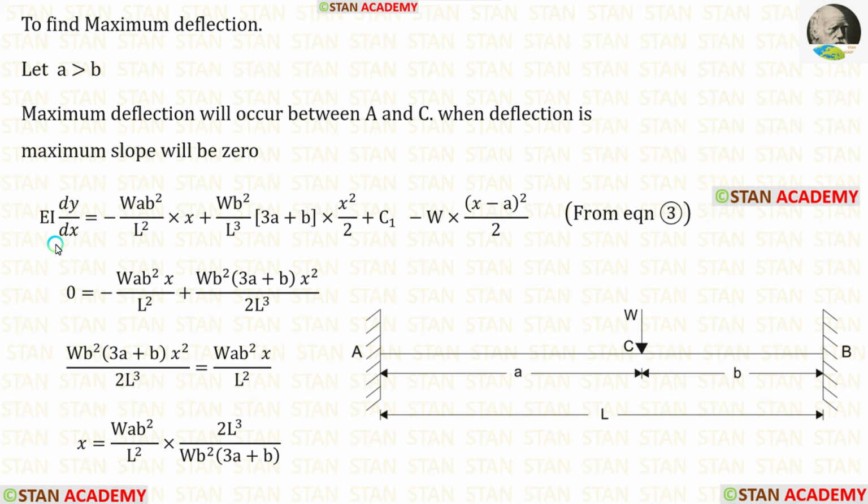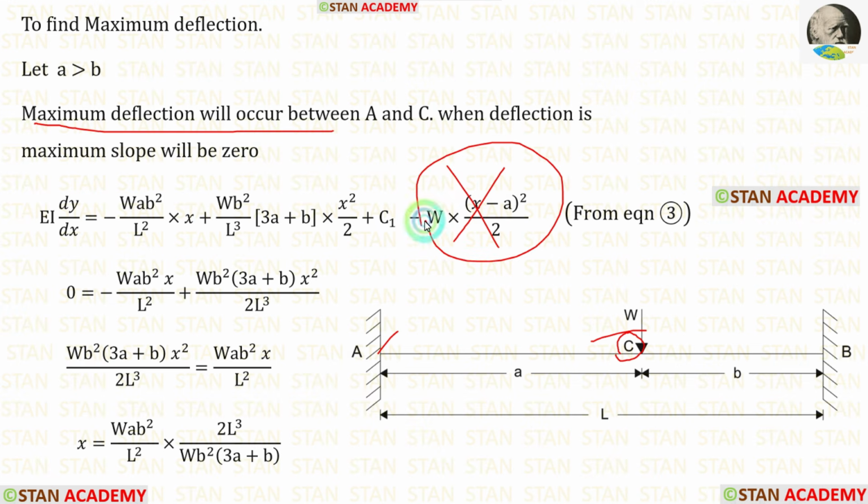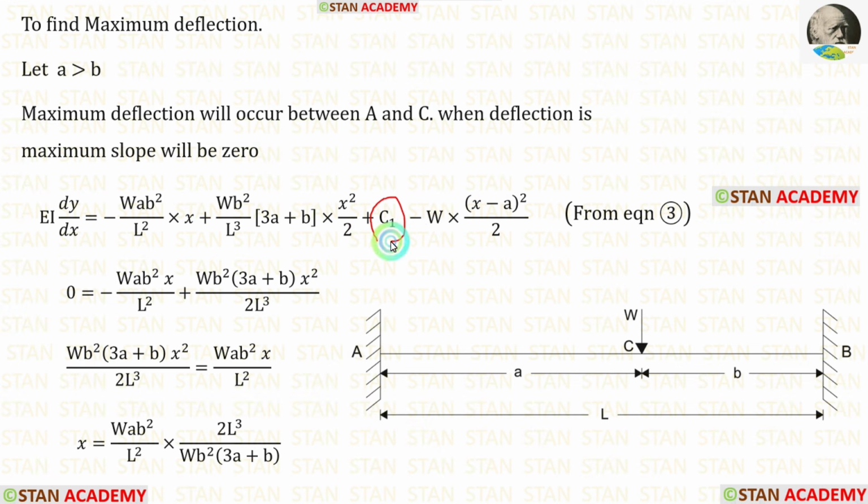Previously, we made one equation for the slope, that is equation number 3. In this equation, we should not consider this term because it is only applicable beyond the point C, but the maximum deflection will occur between A and C, so we should not consider this term. We know that C1 is 0.